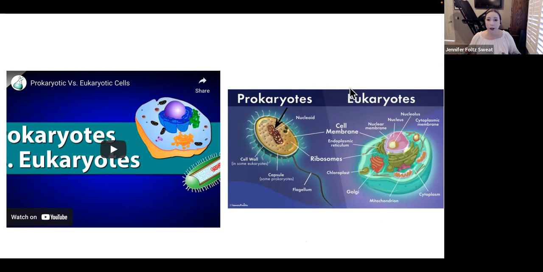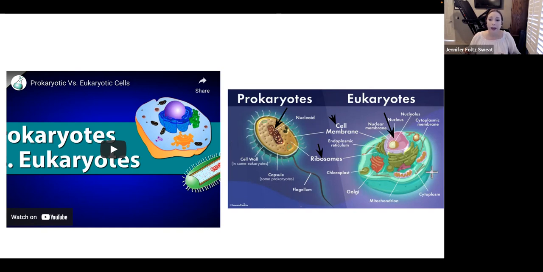However, in the eukaryote, there is a membrane enclosed nucleus. Both cells have a cell membrane that circles the entire cell. Both cells have ribosomes. Those are structures that produce or synthesize proteins.